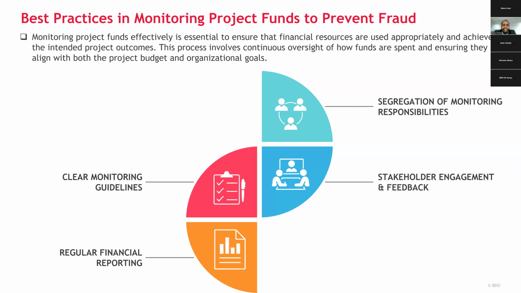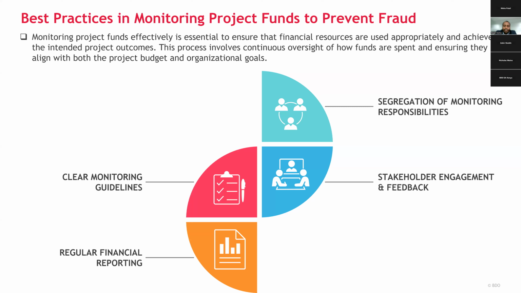We'll go on to the best practices in monitoring your project funds effectively to ensure that they are used well and appropriately to achieve the intended project outcomes. So here it's the same steps as before. One is segregation of your monitoring responsibilities. So having different people doing different monitoring responsibilities will ensure that your projects are monitored effectively. Having stakeholder engagement and feedback will ensure that you can monitor how your funds are being used, whether the expected beneficiaries are receiving the money, or the care or the services or the goods that they intended to receive.